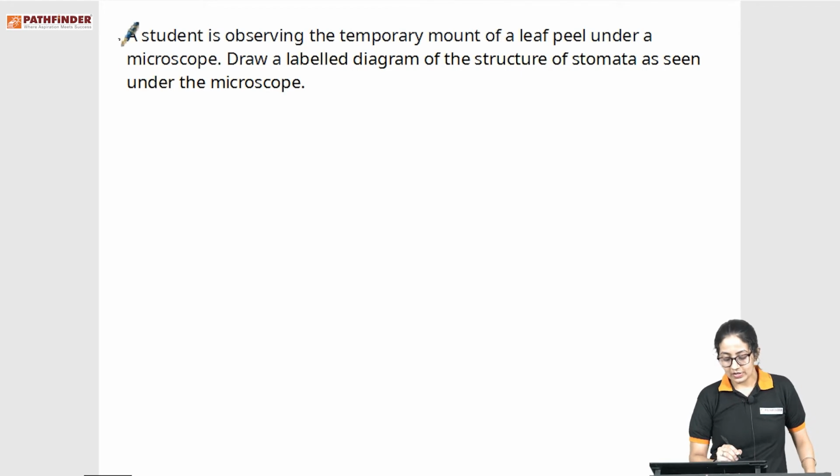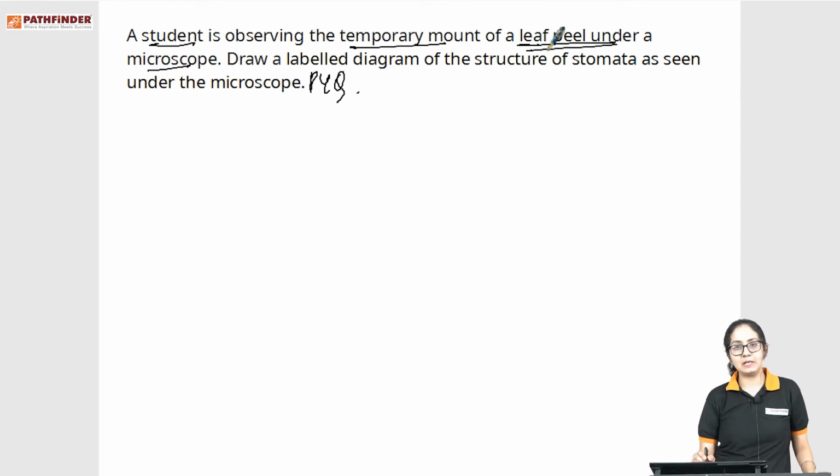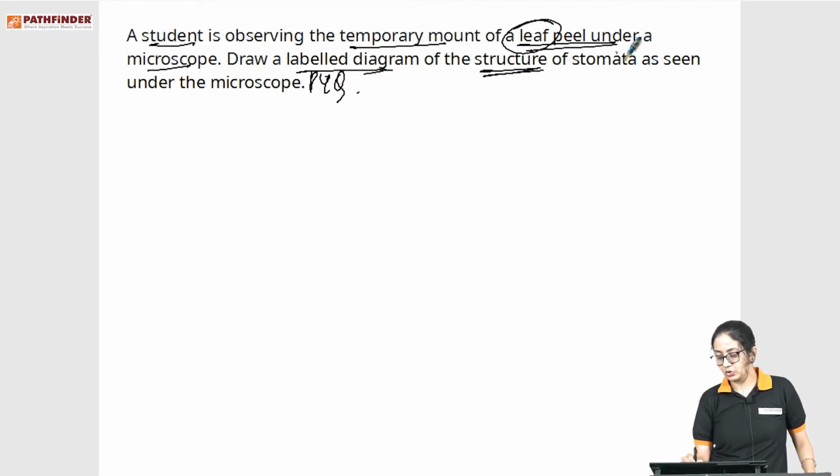This question again is a previous year question. Now the question says a student is observing the temporary mount of a leaf peel under a microscope. Temporary mount of a leaf peel. Now the important word here is the leaf peel. Now draw a labeled diagram of the structure of stomata as seen under the microscope.